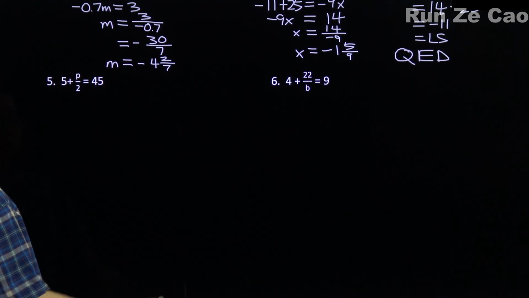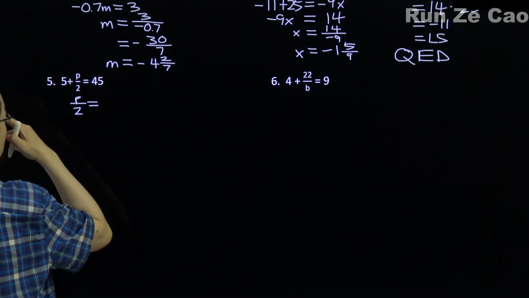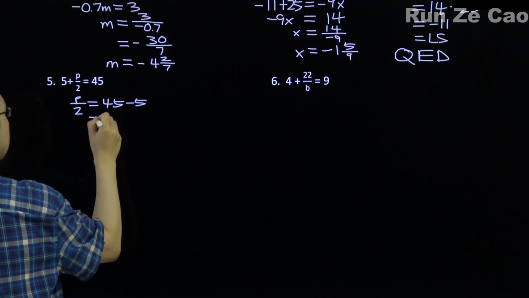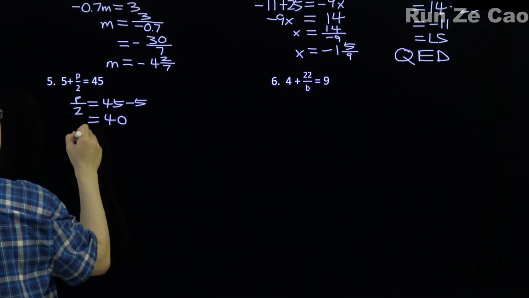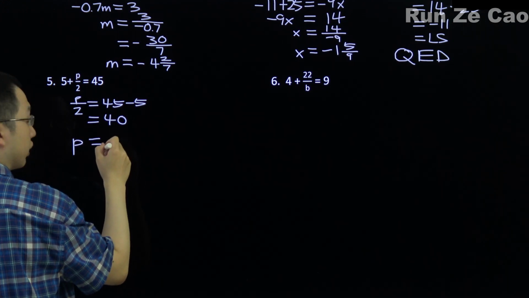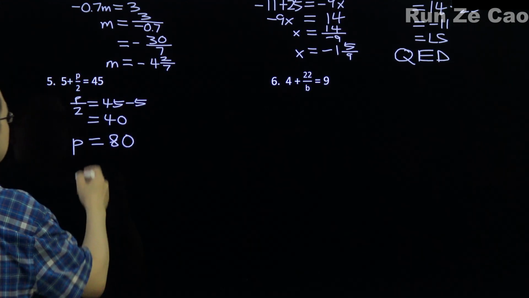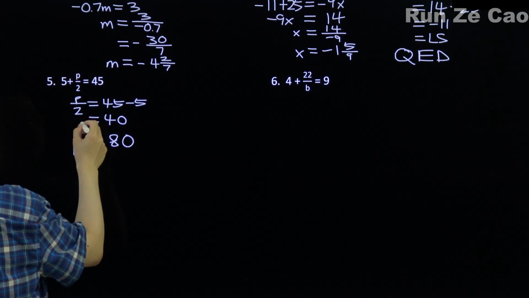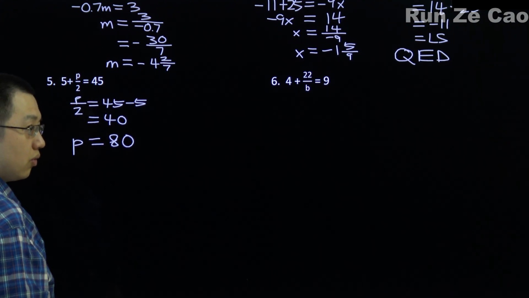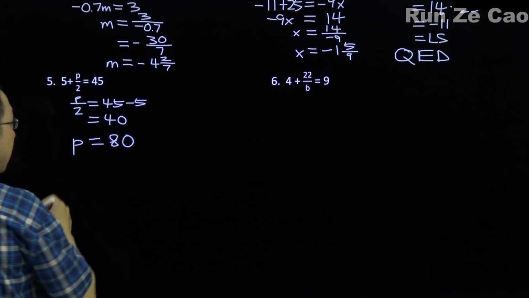5 plus p over 2 is equal to 45. Well, p over 2 is equal to 45 minus 5, which is equal to 40. So now, p is equal to 40 times 2, or just 80. Sometimes you don't write out what's on the one side that many times in a row. Like sometimes you skip rows because that side hasn't changed.